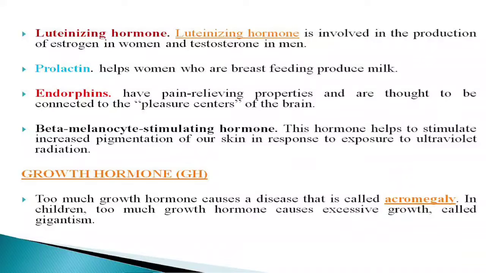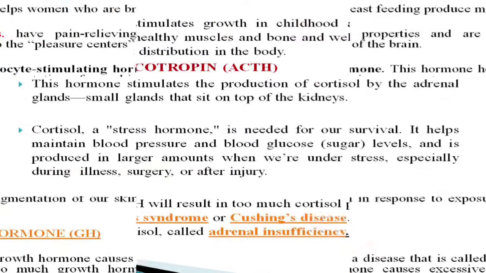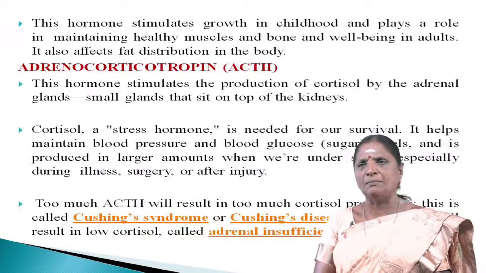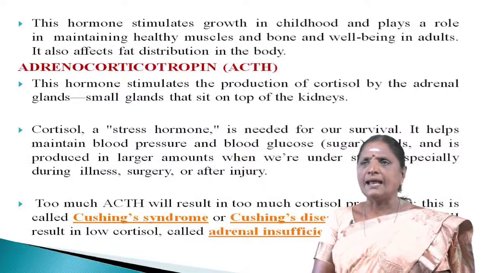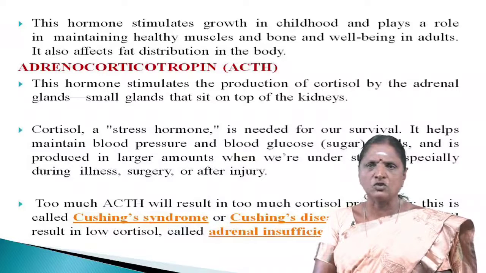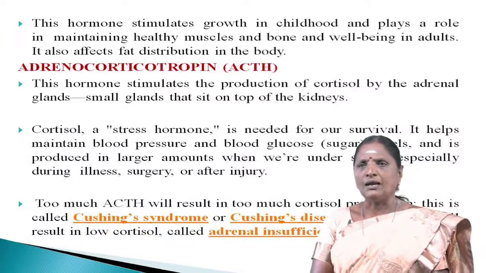Then growth hormone, that is called GH. Too much growth hormone causes a disease called acromegaly. In children, too much growth hormone causes excessive growth called gigantism. This hormone stimulates growth in childhood and plays a role in maintaining healthy muscles and bone and well-being in adults. It also affects fat distribution in the body.